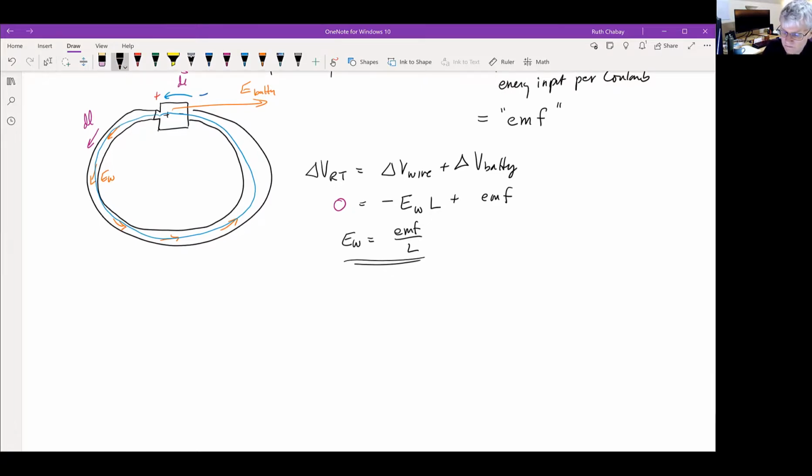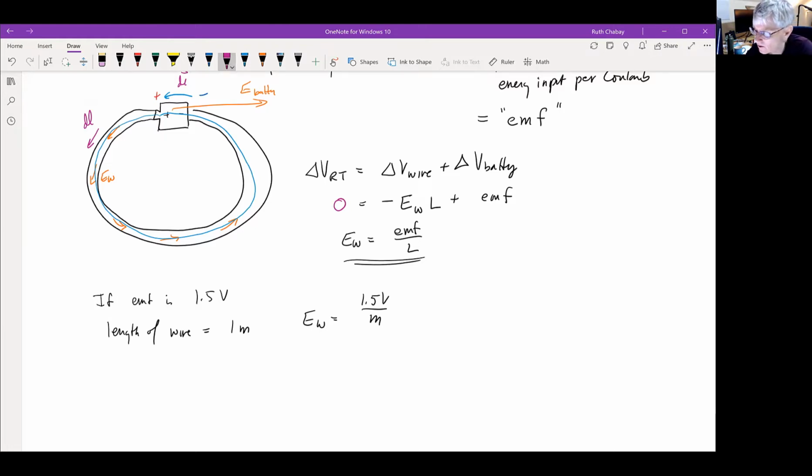And so if the EMF of the battery is 1.5 volts, and the length of the wire is equal to 1 meter, then the electric field in the wire would be 1.5 volts per meter.